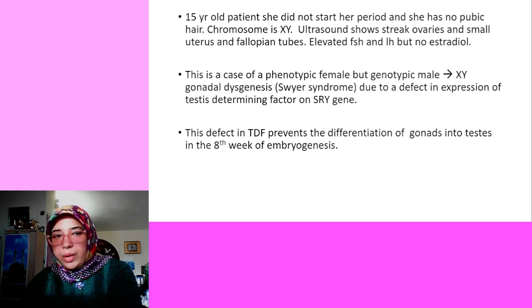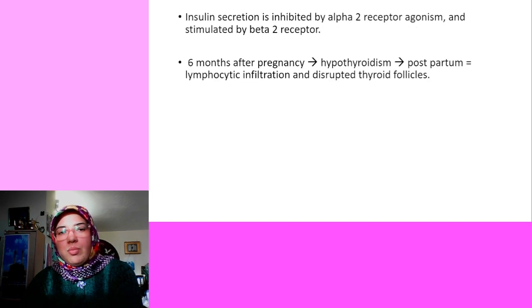She has the XY chromosome. This is gonadal dysgenesis or Swyer syndrome, due to the defect in expression of the testis-determining factor on the SRY gene. This defect in testis-determining factor prevents the differentiation of the gonads into the testes at the 8th week of embryogenesis. Insulin secretion is inhibited by alpha-2 receptor agonism and stimulated by beta-2 receptors.